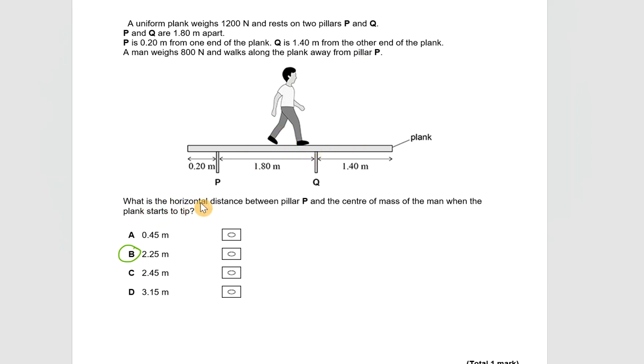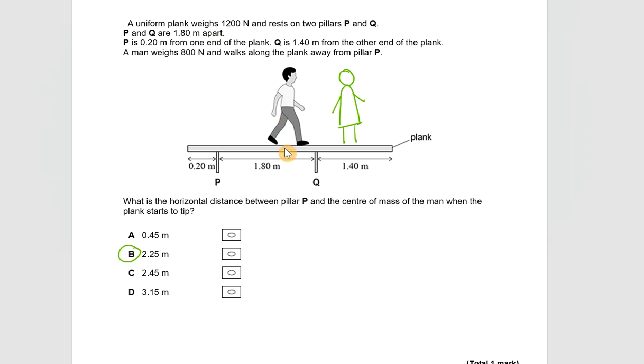What is the horizontal distance between P and the centre of the mass of the man when the plank starts to tip? Okay, so the plank is going to start to tip when the man gets somewhere about here, somewhere beyond Q. Let's put some forces on here.